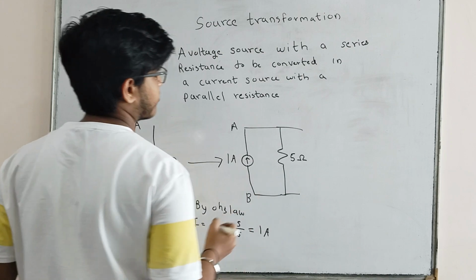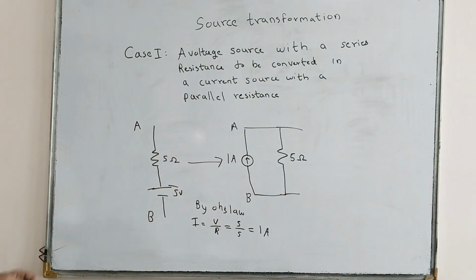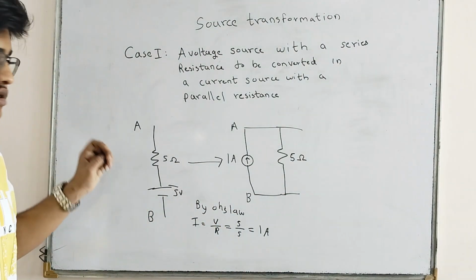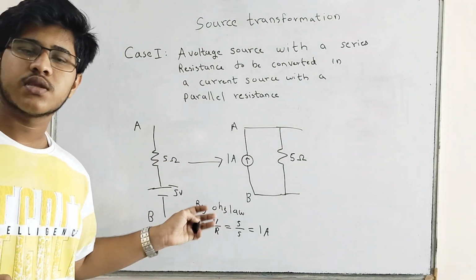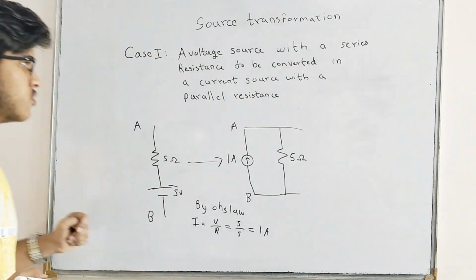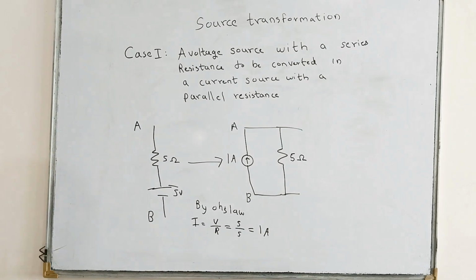It is 5 ohm. So in this way we have converted a voltage source with a series resistance into a current source with a parallel resistance. So please note it down. Till then I will write the case 2.